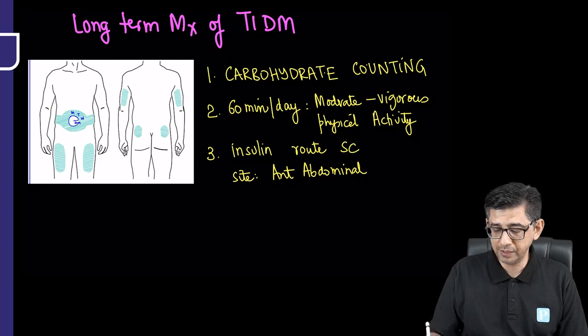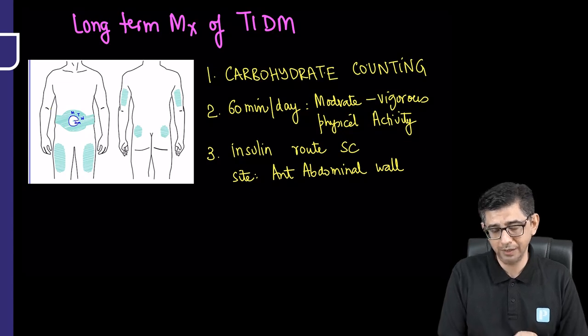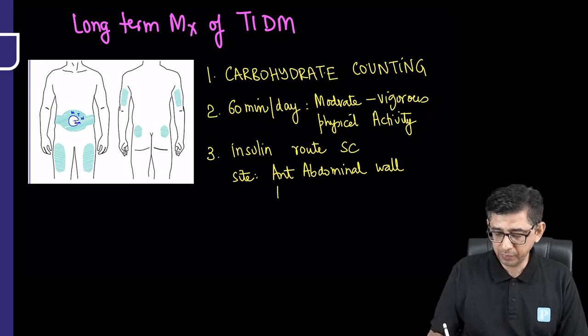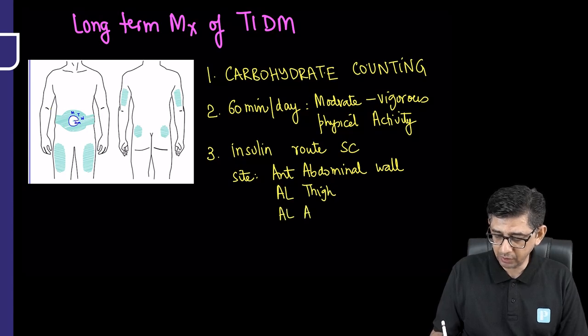So the preferred site is the anterior abdominal wall. It is not immediately, I mean, it's not peri-umbilical. It is about 2 centimeter away from the umbilicus. And if the mother is not comfortable or the anterior abdominal wall is very thin, we can always use the anterolateral aspect of the thigh. We can use the anterolateral aspect or a little posterior.